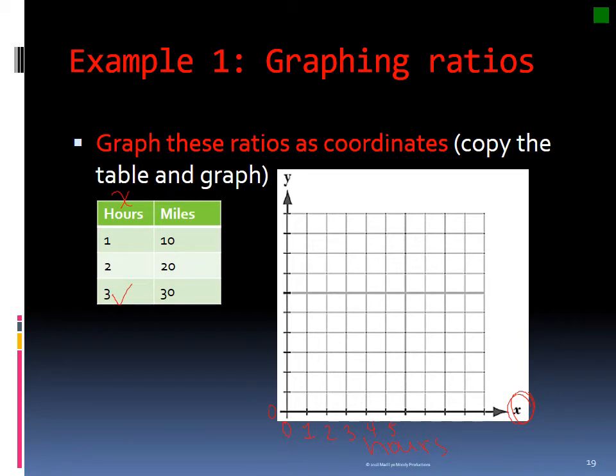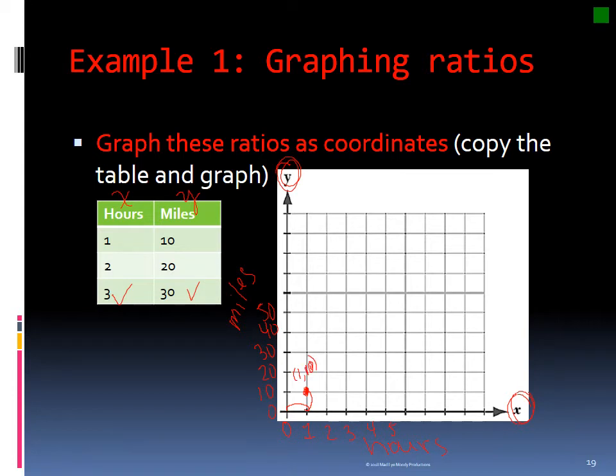And then my right quantity, or the second quantity, is going to be my y. So that's going to be this axis, which is going to be miles. Then I'm going to label 10, 20, 30, 40. I would go by tens here. Again, I don't have to go past that because I'm only going up to 30. So I'm going to travel 1 unit on my hours, so 1 hour, and then I'm going to go up to the 10 miles on my y. So this is the coordinate 1, 10.